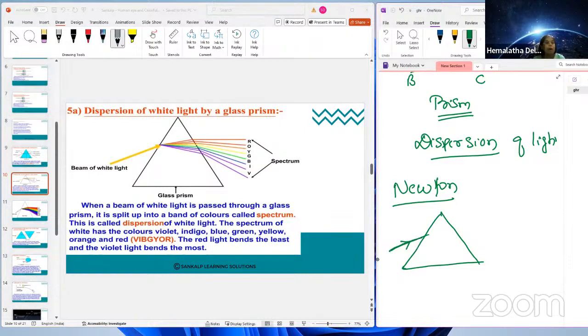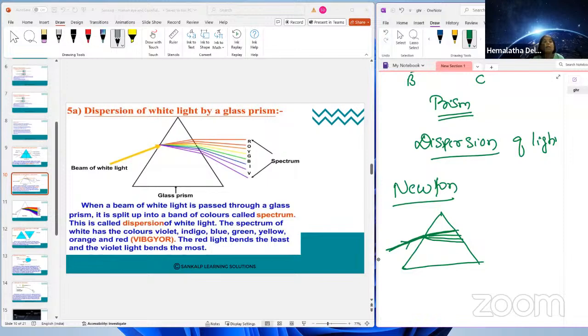So whenever a beam of light enters one face of the prism, what happens inside? It is refracted here, and it is dispersed, splitting up of light takes place. That is known as dispersion. We know that white light consists of 7 colors. These 7 colors will be split up like this, inside the prism it happens.